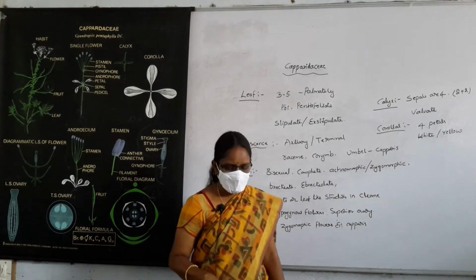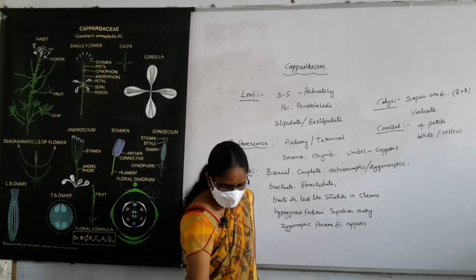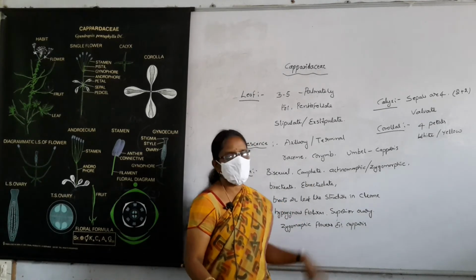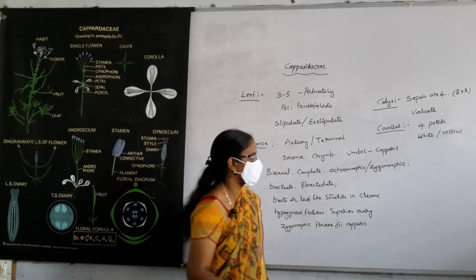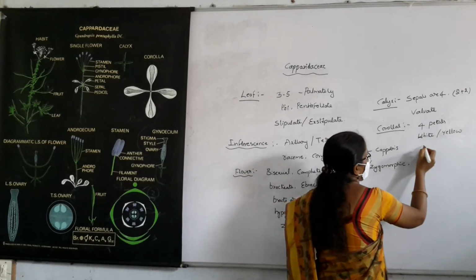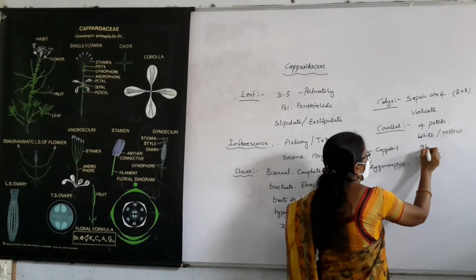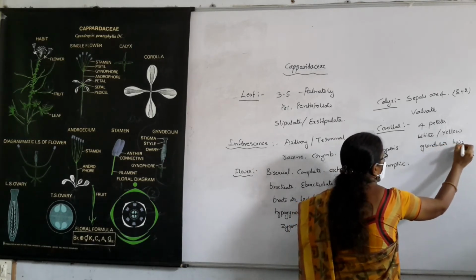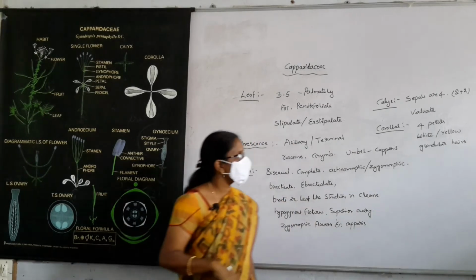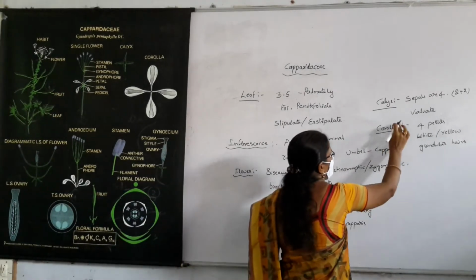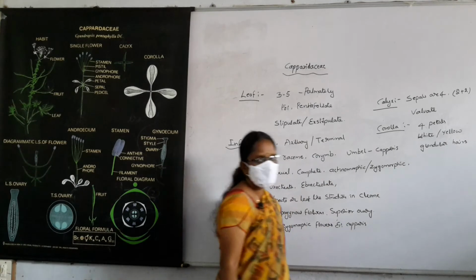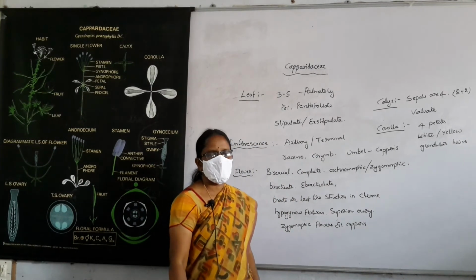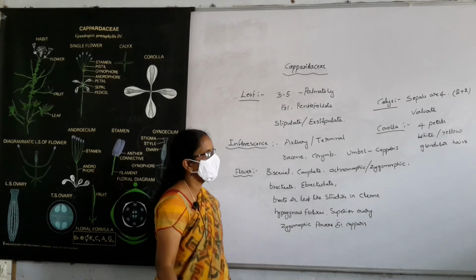4 petals, white or yellow color, and in some types of plants, the sepals and petals are covered with glandular hairs. This is a corolla. Calyx, corolla. And the corolla consists of 4 petals, white color or yellow color.